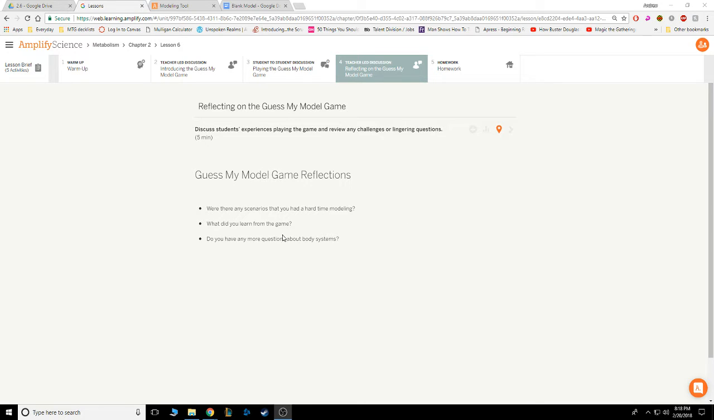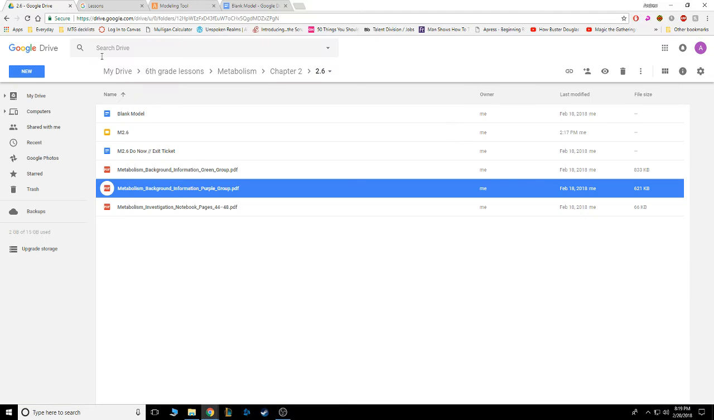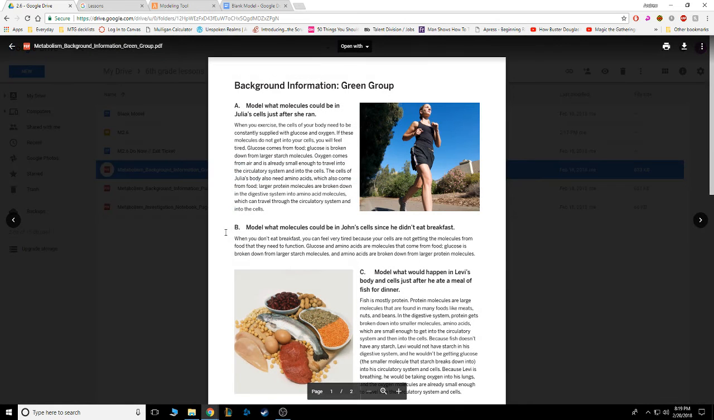The overall goal of this lesson is so that you realize that some scenarios are harder to model than others. For example, in the green group, we can take a look at this model that I did where there was no food in this person's stomach because they didn't eat any food in the morning. Without breakfast, there was no way for amino acids or starches to get there. That's actually fairly easy to model.